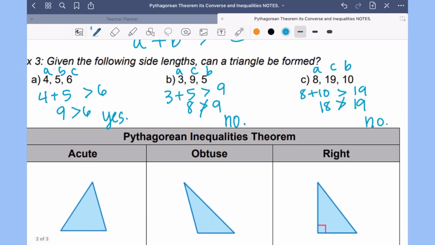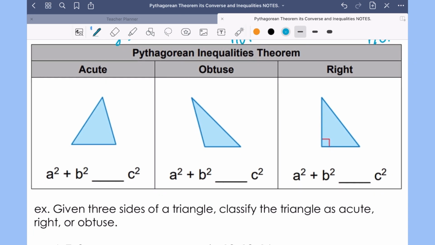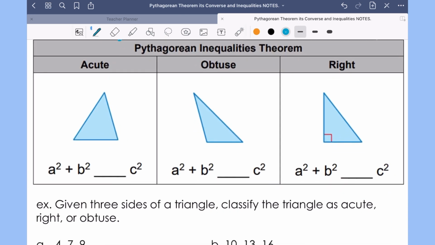All right. Now, the next one, this is a very, very important theorem. It is the Pythagorean inequality theorem. And this is a way to classify the triangles, whether they're acute, obtuse, or a right triangle. So we already know that if it's a right triangle, then it should be a squared plus b squared equals c squared. That's the Pythagorean theorem right there.